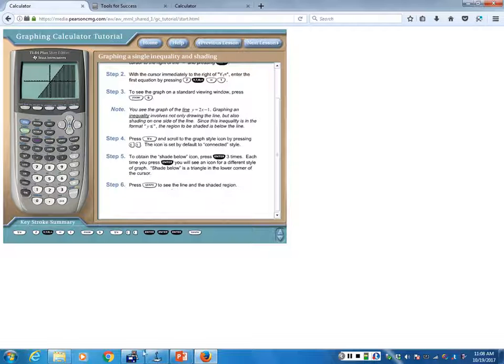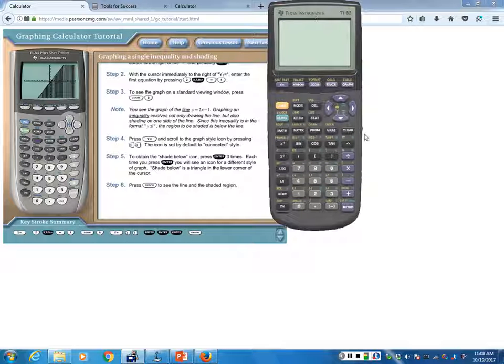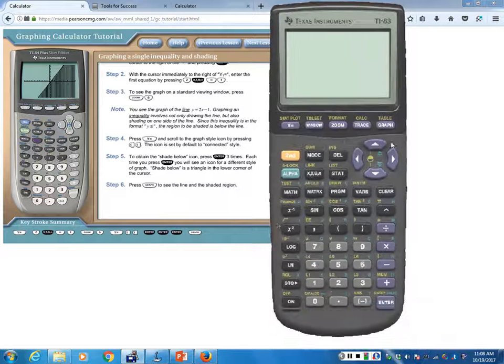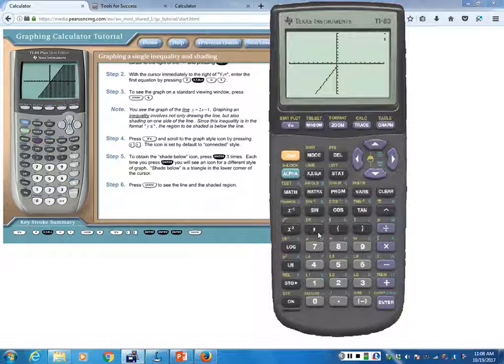And I can show you even better on here than what the tutorial does, because this is bigger. But the tutorial will help you. It steps you through it. So doing the same thing on the TI-83 that I've got up here, I'm going to graph 2x minus 1, zoom 6 for the standard window.